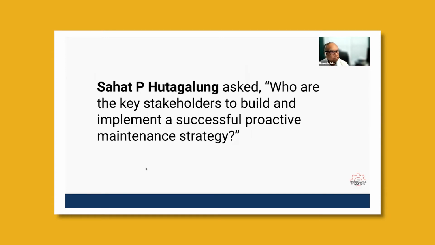All right, Sahat asked, who are the key stakeholders in order to build and implement a successful proactive maintenance strategy? If a maintenance asset fails, who gets impacted? Think about that. First thing, if an asset is down, who gets impacted? Your operation, your maintenance. These are two key players who get impacted because somebody has to repair it or somebody's not producing something. So those people are key. But there may be some other people in a broader way. Quality may be impacted, maybe finance may be impacted because we are not making money.